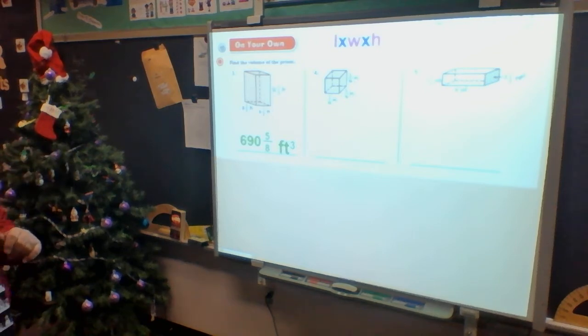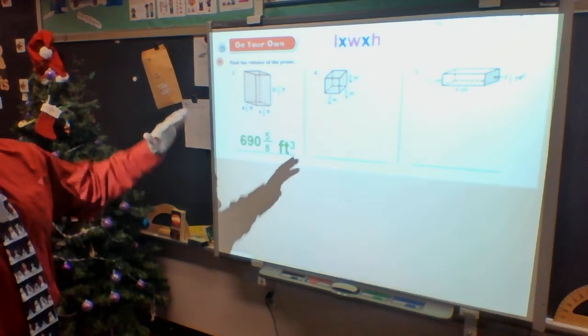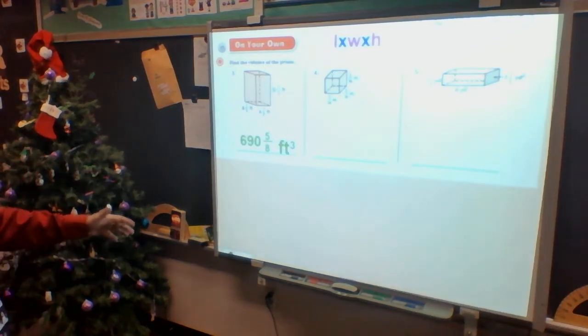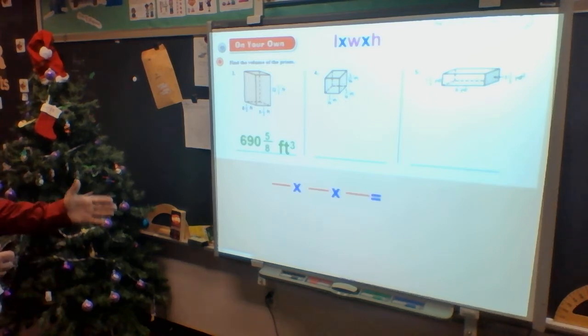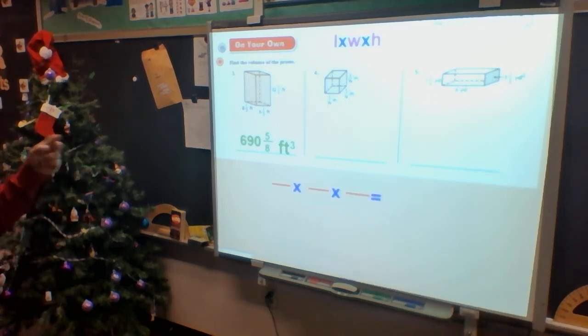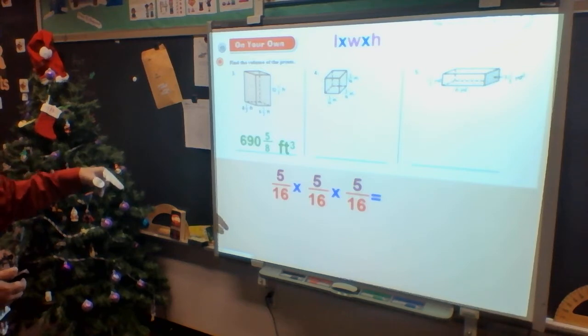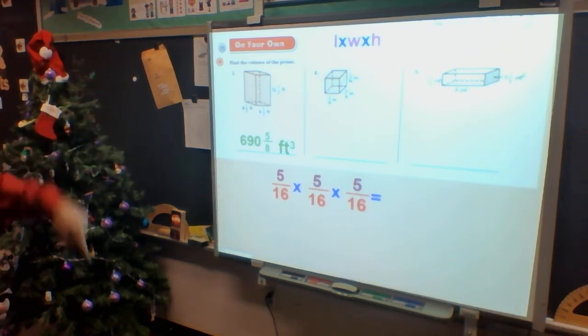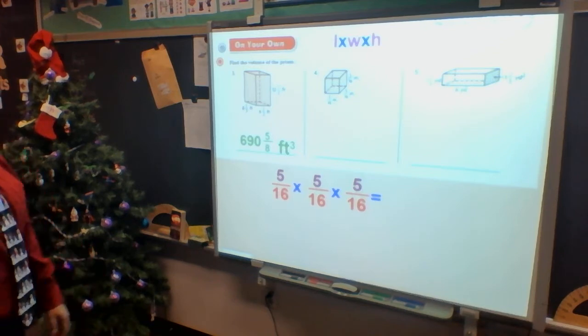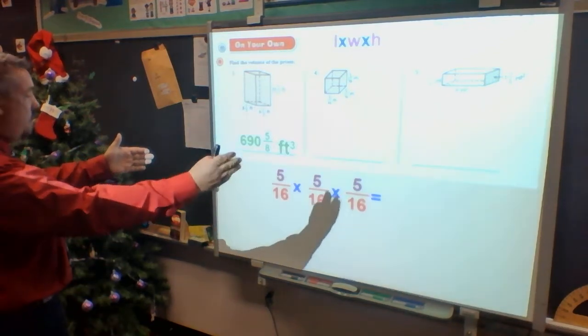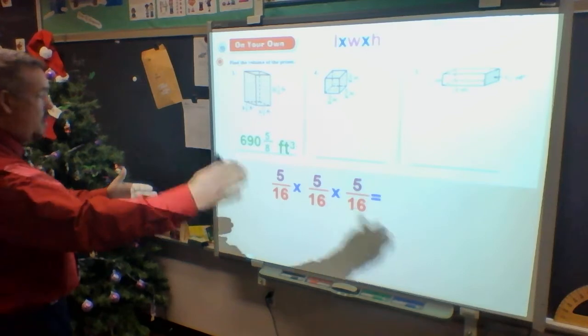Number 4 is a cube, so I have my one measurement that I need. I could only have one measurement and the other two not even be there and still do the math because it is a cube. So I know I'm going to multiply the three things together, my length, my width, and my height. I have 5/16 times 5/16 times 5/16. Once again, nothing that I can cross reduce. So I'm going to have to multiply my numerators and multiply my denominators.